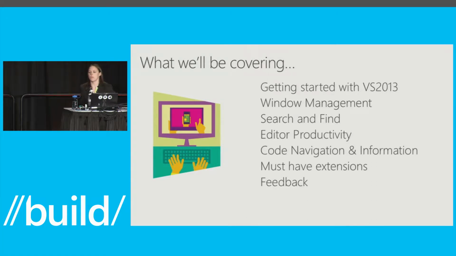Then we'll go through things like window management and a lot of the good stuff that Windows gives you in terms of how you can manage your IDE instances and all the documents that you might have open at the same time. Then we'll go through how you can more quickly find things and search for things in the IDE. We'll go through a lot of the editor productivity to help you write code faster. And then there's a lot of new good stuff in 2013 on navigating your code and finding out information about your code, who's been doing things with your code, what branch your code is in and things like that. And then there are a couple of must-have extensions that are some of my favorites.